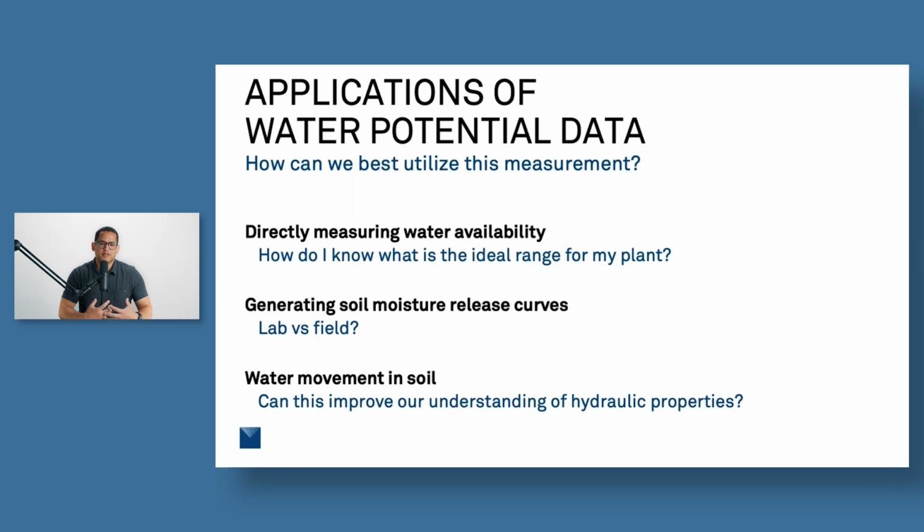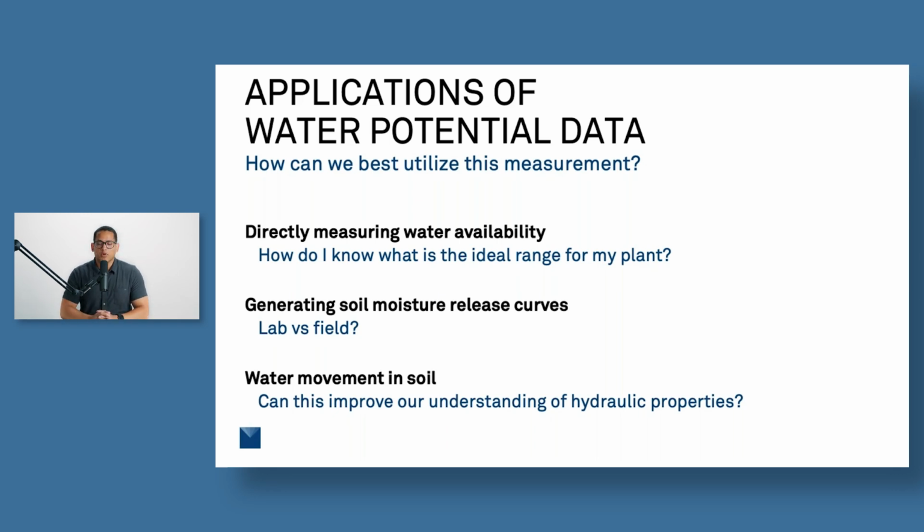And then lastly, let's just talk about how we can apply water potential data. One, like I said, water potential tells us how the plant is going to feel in the environment. So we can use this water potential information to directly measure the water availability and better use that to maybe identify an ideal range for a specific plant and to dial in our irrigation for that, or if we're doing drought studies, to understand what the actual drought stress is that's occurring and really use that to better understand why the plant might be having a specific response in a certain environment.